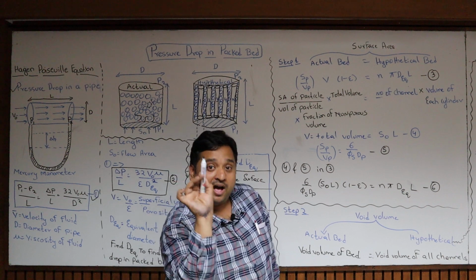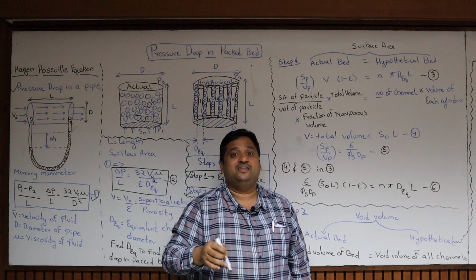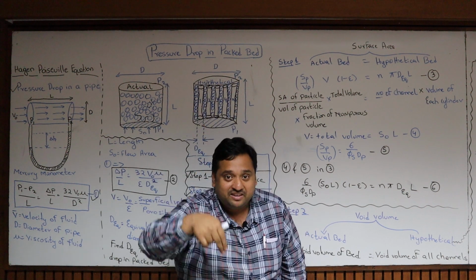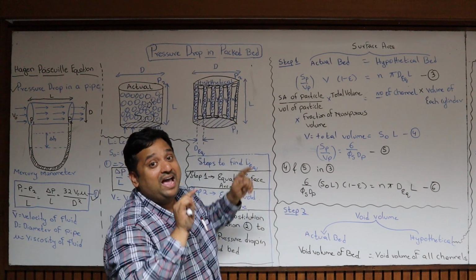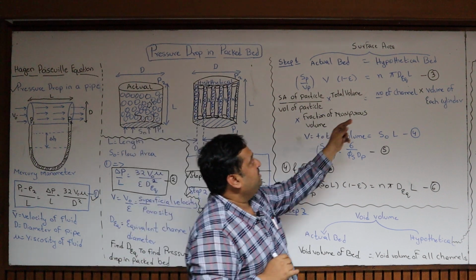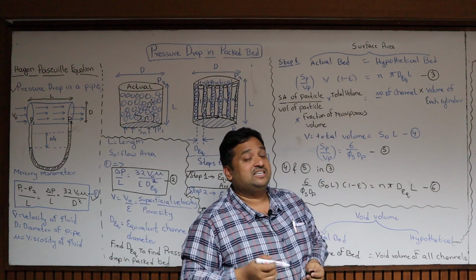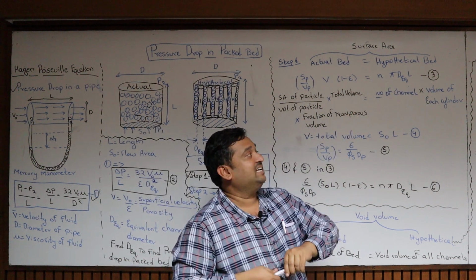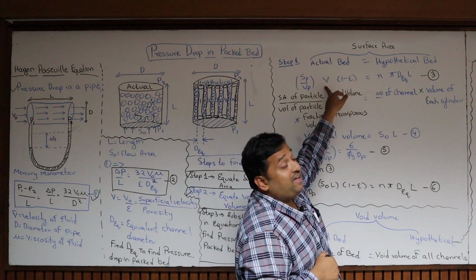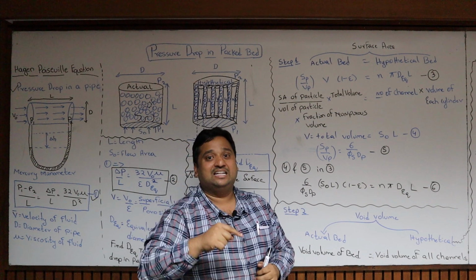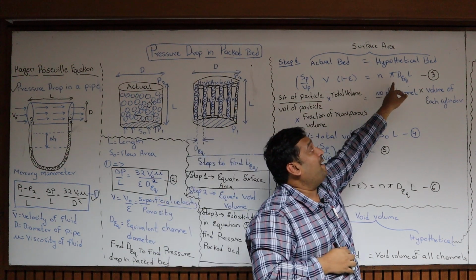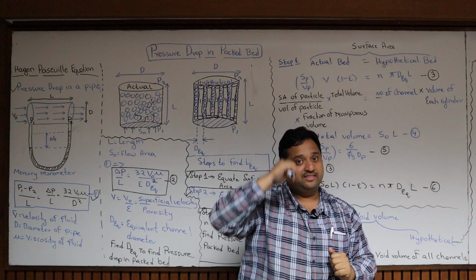Okay, 2 pi r into length. That will get me the circumferential surface area of the cylinder. How many cylinders do I have? N cylinders, let us assume. N channels, circular cylindrical channels. The surface area of the actual bed is equal to the total surface area of the channels, N into pi d equivalent into length.